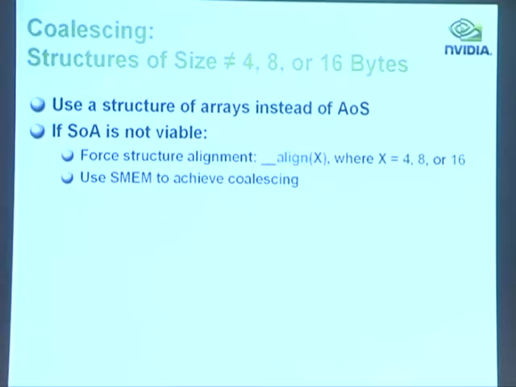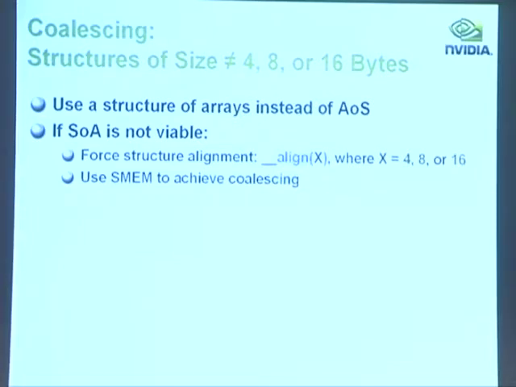In other words, define some structure that has a float, a float, an int, and a char. It's probably better to have a structure that has an array of floats, array of ints, and an array of chars, rather than a struct that has one of each and then an array of that struct. Because if you do that, then other than the chars, which are smaller than four bytes per thread, you're sure to align it.